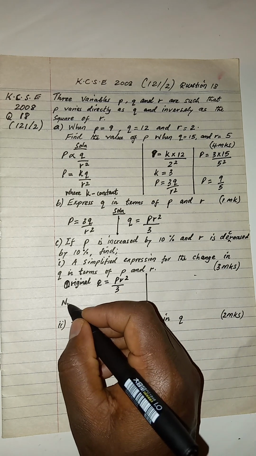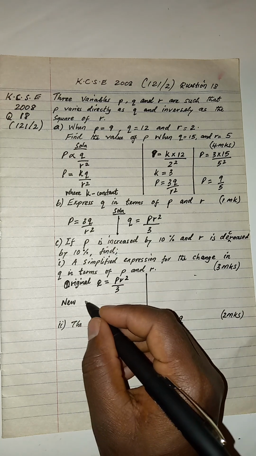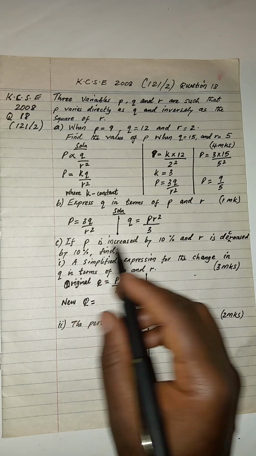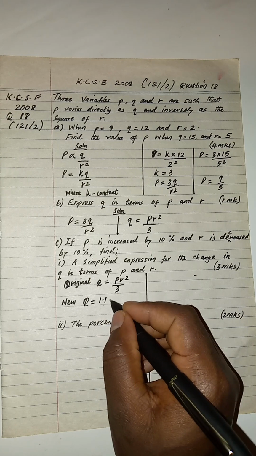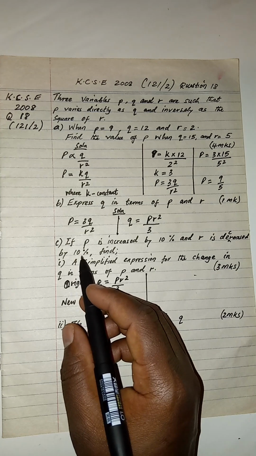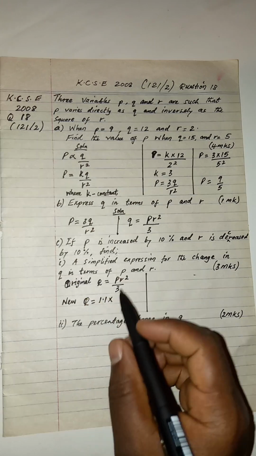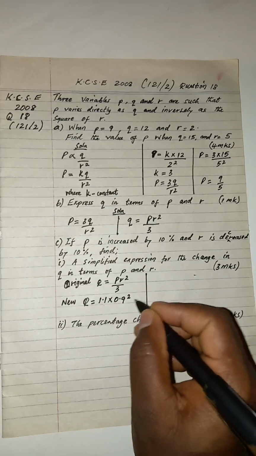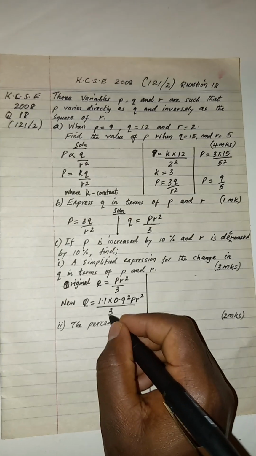The new value, when there are those changes in P and R: P is increased by 10%, so our Q will be equal to, when P increases by 10%, it will be 110 over 100, which will give us 1.1 times R squared. R is now decreased by 10%. If you decrease by 10, it will be 100% minus 10, which will give us 90% over 100, which will give us 0.9 squared. Then PR squared over 3.